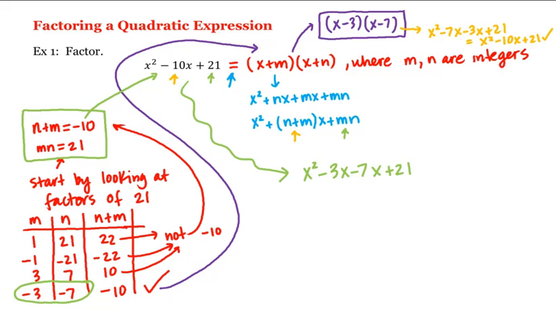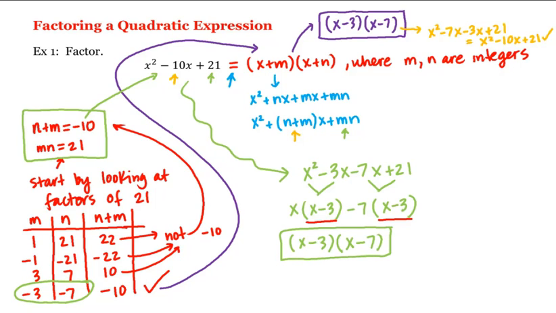And then we'll factor by grouping. So we'll group these first two terms together and the last two terms together. We'll factor out an x from the first two terms, which leaves us with x minus 3. And then we'll factor out a negative 7 from the last two terms, which also leaves us with an x minus 3. And then we factor out this common binomial here, which leaves us with the same answer of x minus 3 times x minus 7.